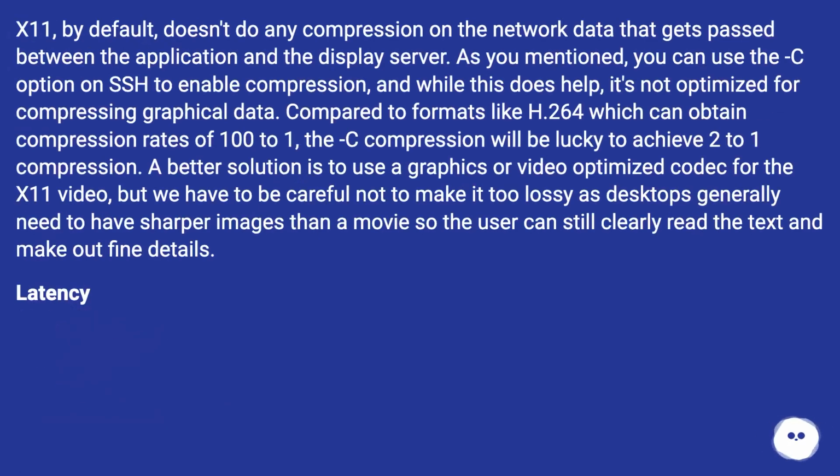X11, by default, doesn't do any compression on the network data that gets passed between the application and the display server. As you mentioned, you can use the -C option on SSH to enable compression, and while this does help, it's not optimized for compressing graphical data. Compared to formats like H.264 which can obtain compression rates of 100 to 1, the -C compression will be lucky to achieve 2 to 1 compression. A better solution is to use a graphics or video optimized codec for the X11 video, but we have to be careful not to make it too lossy as desktops generally need to have sharper images than a movie so the user can still clearly read the text and make out fine details.